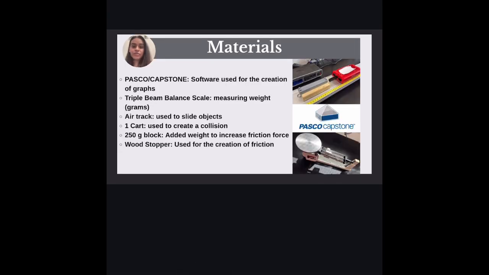The materials that were used for this experiment were the Pasco Capstone application software. The software is used for the creation of the graphs that will be displayed later on in this presentation. A triple beam balance scale to measure weight in grams, an air track that was used to slide objects in this experiment, and the cart, which was used to create a collision. A 250-gram block was used to add weight and increase the friction force, and a wood stopper was used to create friction.